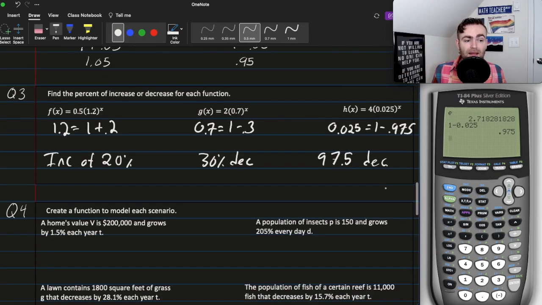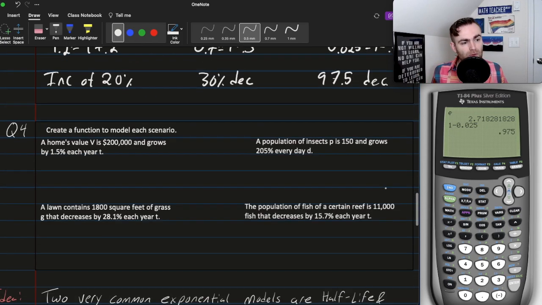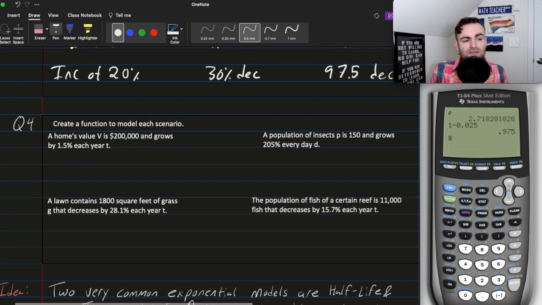Not bad at all. How can we revert that and take initial values and percent increases and decreases to make functions? Well, let's try that out here. Ohm's value starts here and grows by 1.5%, so that would be V of t is equal to 200,000 times 1 plus 1.5%, and that is it.